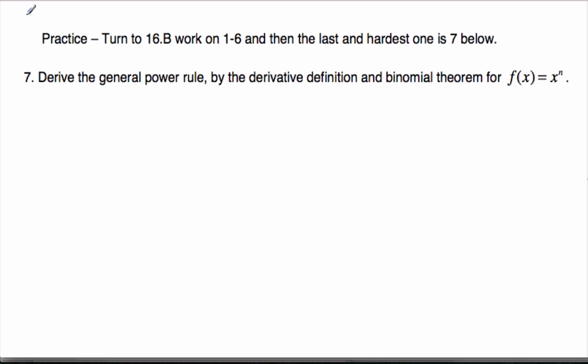The final problem, I'm going to let you do this one on your own: derive the power rule using the definition of the derivative and the binomial theorem. Good luck.